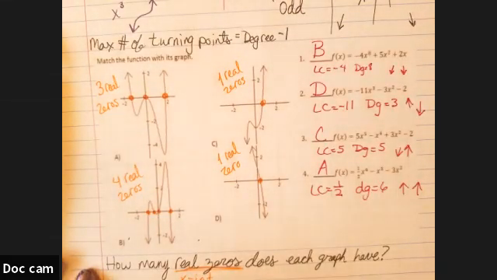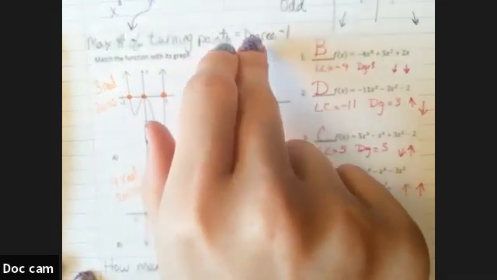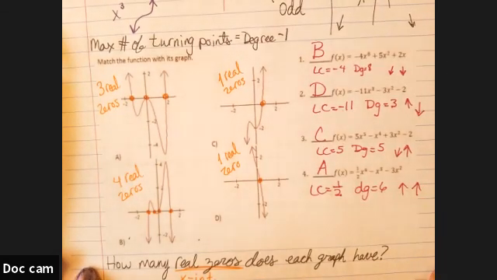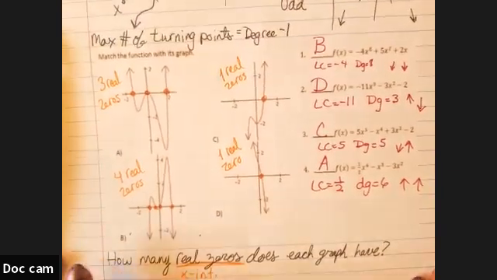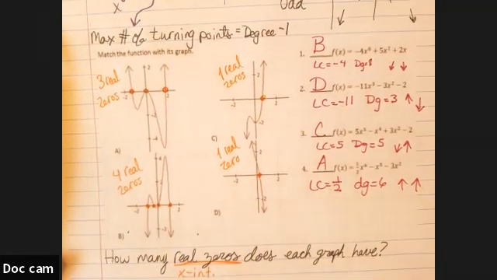All right, and one more thing I have to say about this is that the maximum number of turning points is equal to the degree minus 1. So let's figure out what the minimum degree is just by looking at these graphs.